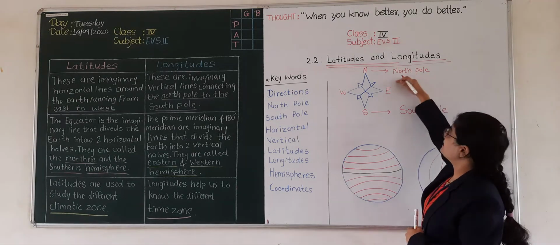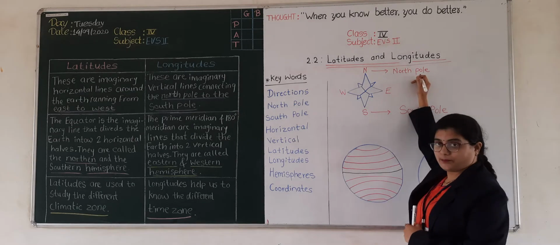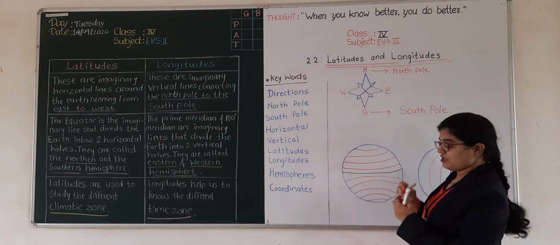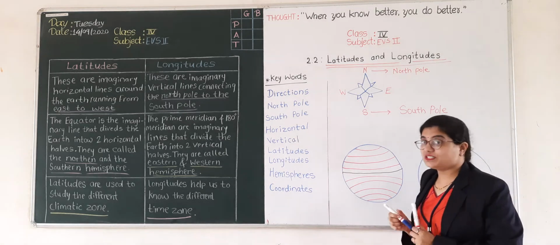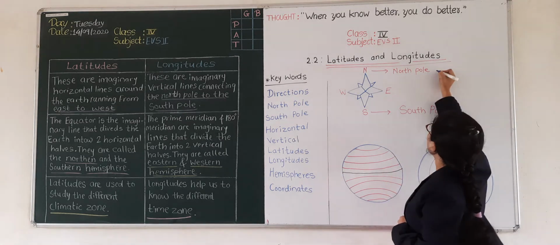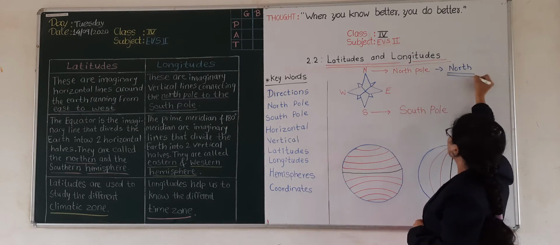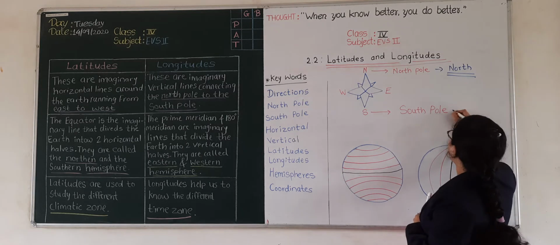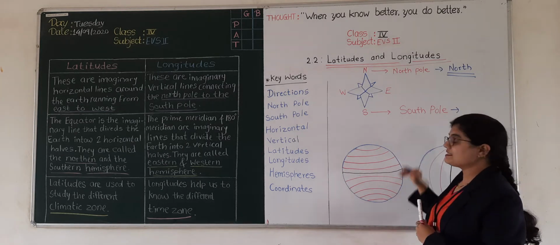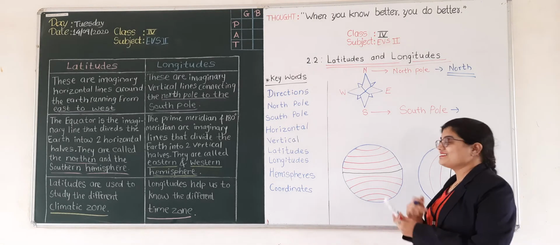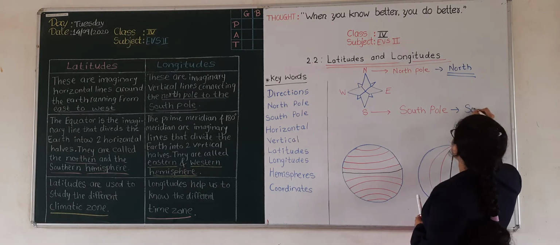North Pole is on the top, and it shows north direction. Which direction does it show? Very good. It shows north. North Pole is towards the north direction. And the South Pole, it is at the bottom. And what does it show? Yes, it shows south direction.